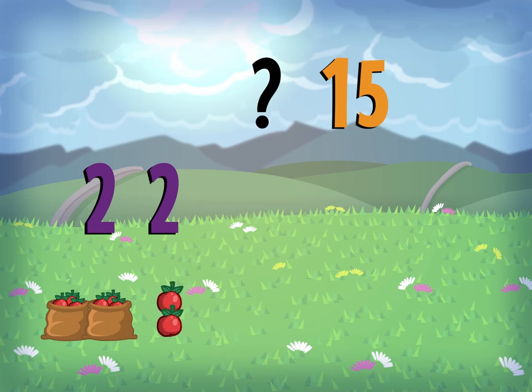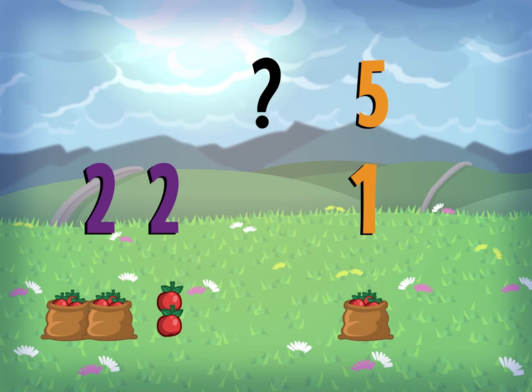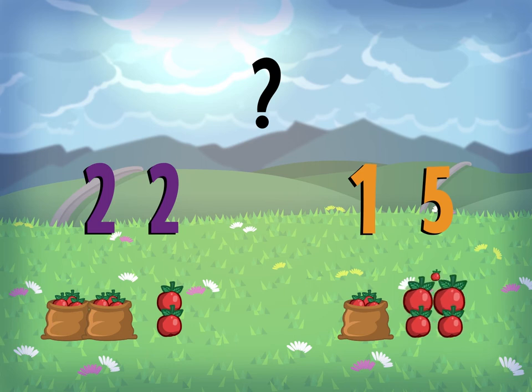Now, let's look at the number 15. We have 1 ten. Let's show it as a bag. We have one bag and we call it 1 ten. But we know there are 10 apples in it. And we have 5 ones. We will show them as 5 apples.